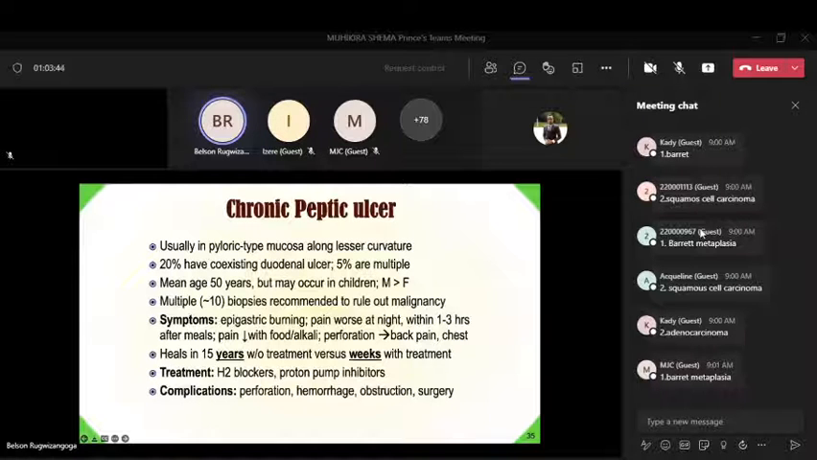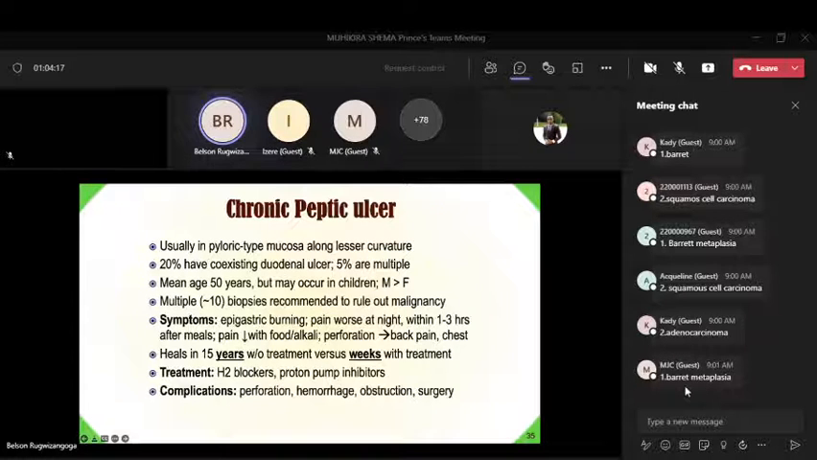So healing can take up to 15 years. You understand that it is a long period if the person was not treated. But if the person is treated, the healing will be just within a few weeks. Here I understand the advantage of being treated. If they are not treated, the problem is that it progresses to metaplasia, dysplasia, and then cancer.